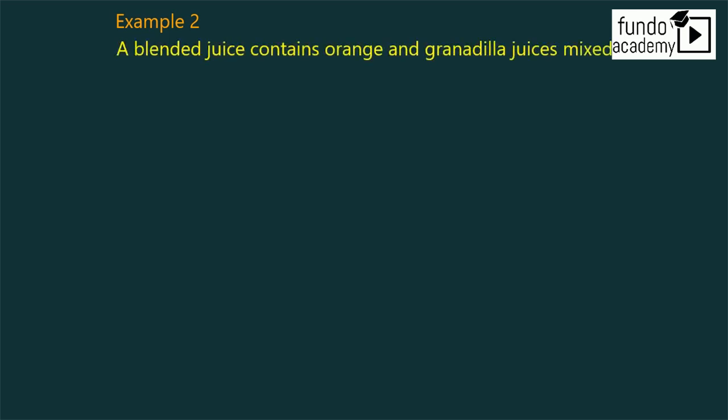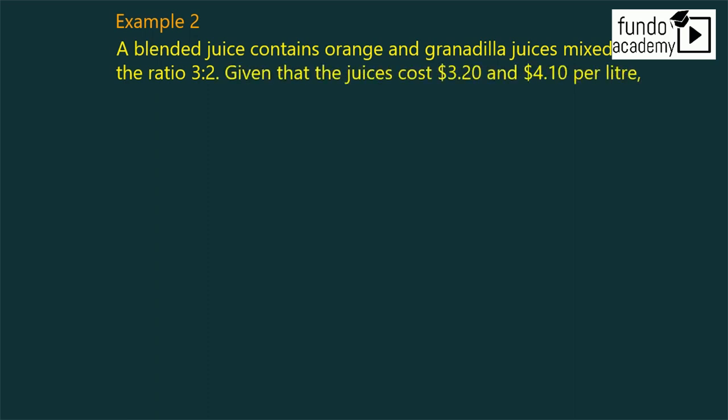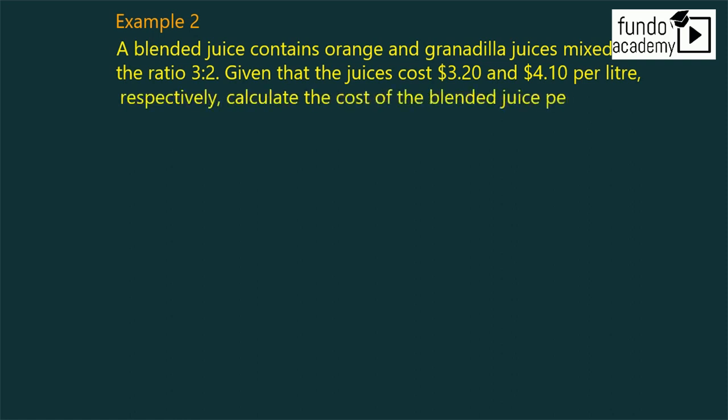Alright, so with example 2, the question goes: a blended juice contains orange and granadilla juices mixed in the ratio 3:2. Given that the juices cost $3.20 and $4.10 per liter respectively, calculate the cost of the blended juice per liter. Alright, so that's another mixture type of problem. In this case we have got two juices, orange and granadilla.